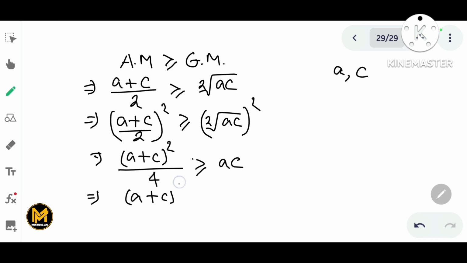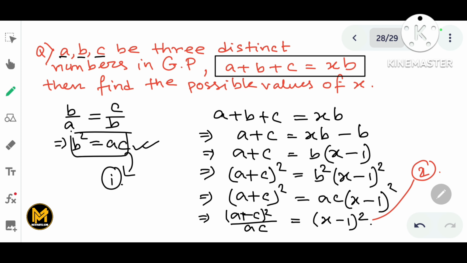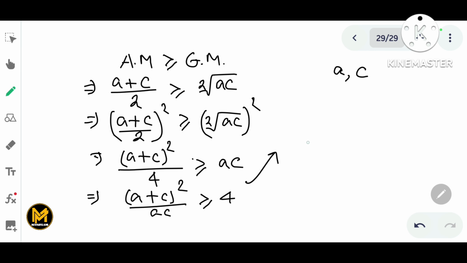Now we will bring ac to the denominator and 4 to the right side. That will give us (a plus c) whole square by ac is greater than or equal to 4. Now from the previous page, equation 2 gives us (a plus c) whole square by ac is equal to (x minus 1) whole square. So we put (x minus 1) whole square there, and it is greater than or equal to 4.